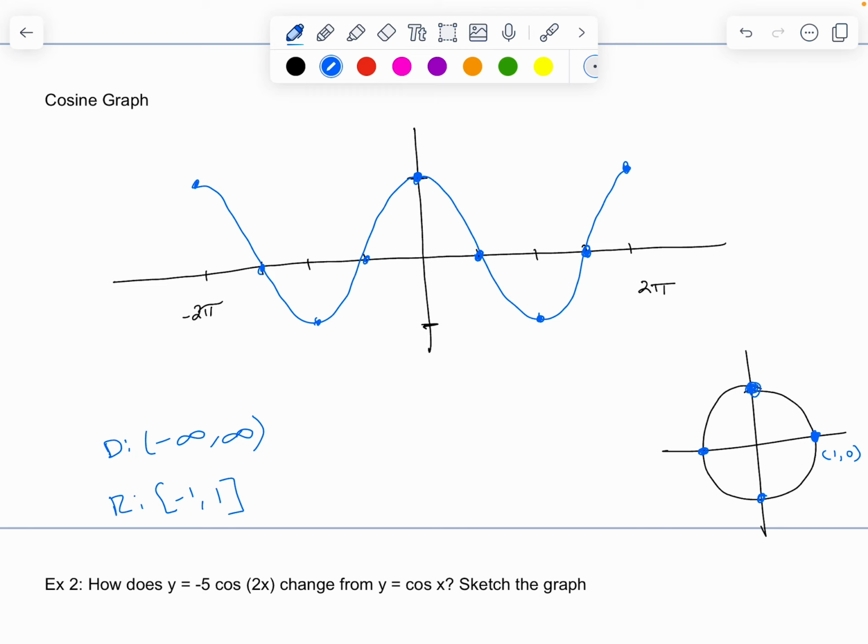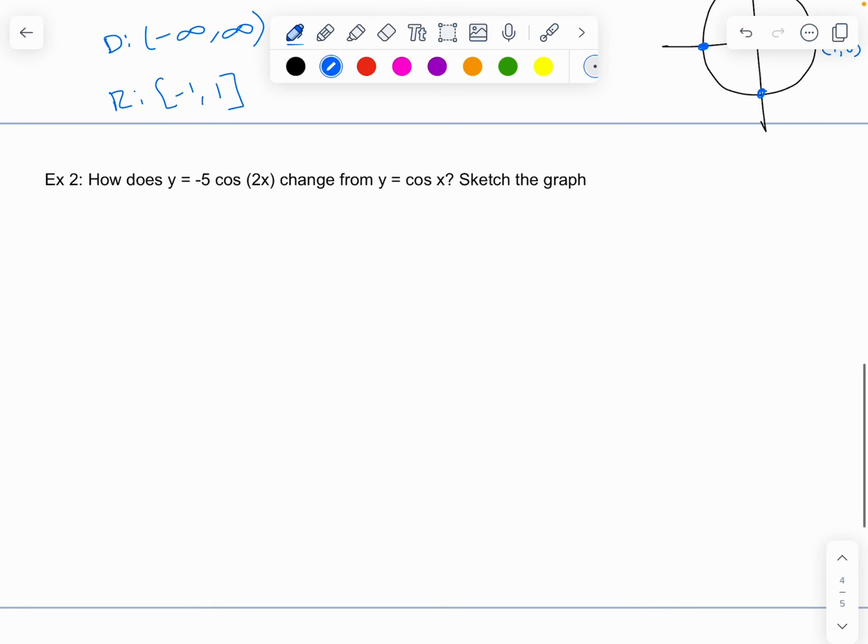Again, with the cosine graph, one wave is going to be completed in 2 pi. Now we've got some different transformations in regards to this. Now we have a -5 and a cosine of 2x. So first off, I have a reflection over the x-axis with that negative. The 5, I just have a vertical stretch of 5, and then I'm going to have a horizontal compression of a half, because again, it's opposite of what I see.